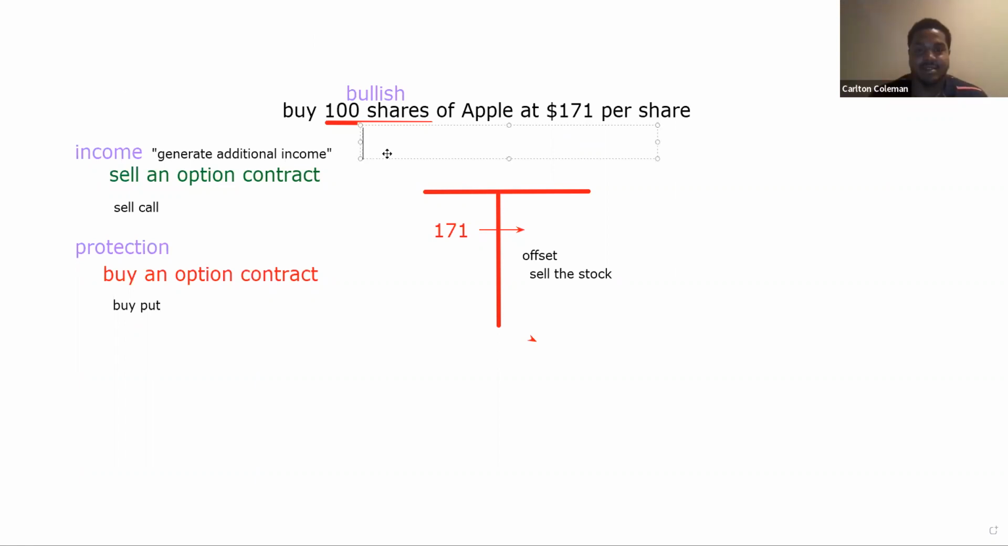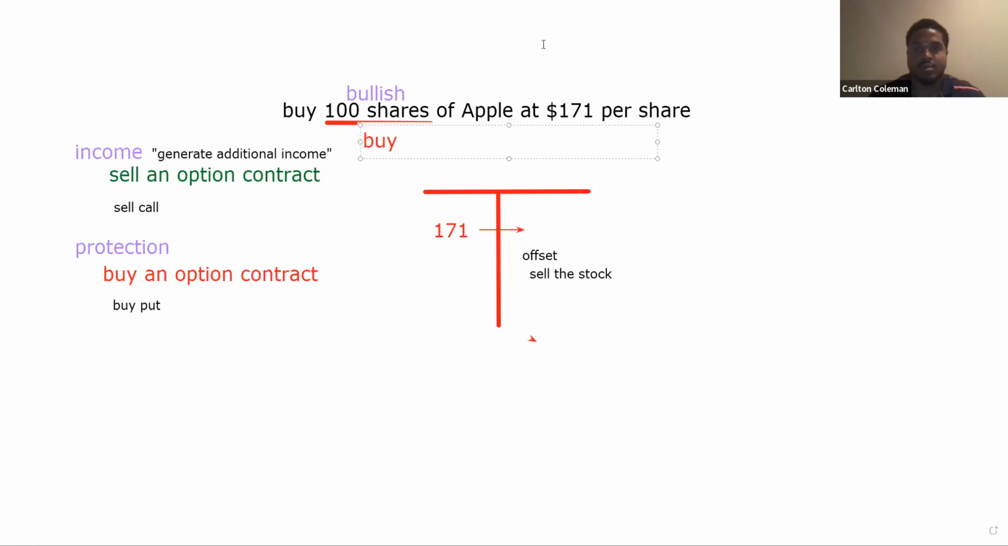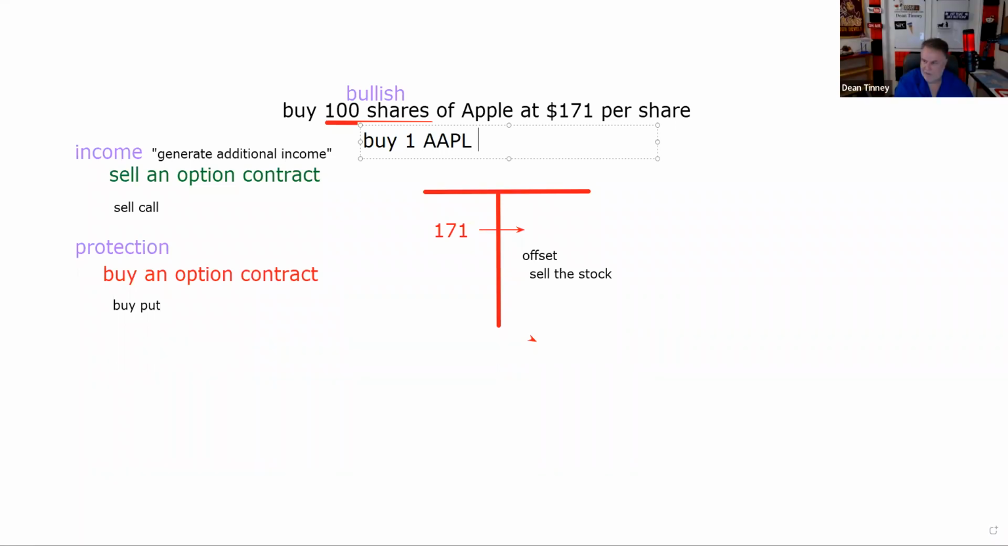Okay, so now we're going to protect the stock position. We're going to buy term insurance on the stock position. So we're going to go buy. Now, how many contracts do we need to protect 100 shares? Do we need 2 contracts or one contract? How many contracts do we need? Just one, right? One Apple.